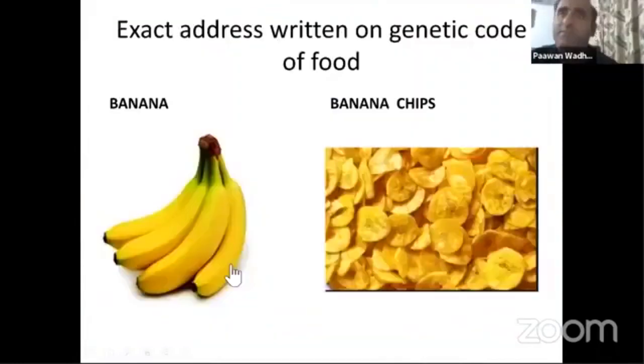So what happens is, if you eat this spinach, this calcium in the spinach has a genetic code. It is made by God that it should go into the bones and make your bones healthy. This is the difference between the banana and the banana chips. The genetic code of the calcium of banana is very clear that it has to go into the bones. But if you fry this banana, the genetic code, the natural enzymes, are destroyed. If they are destroyed, they cannot go into the bones.